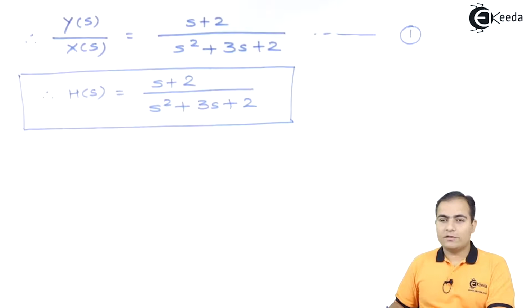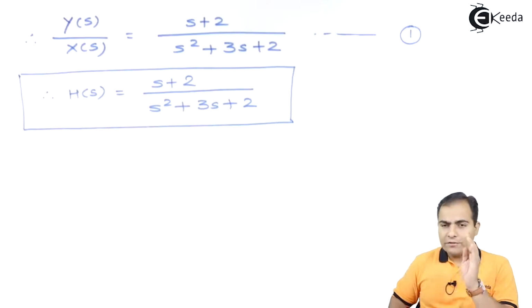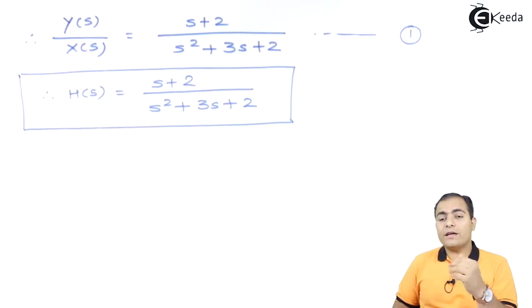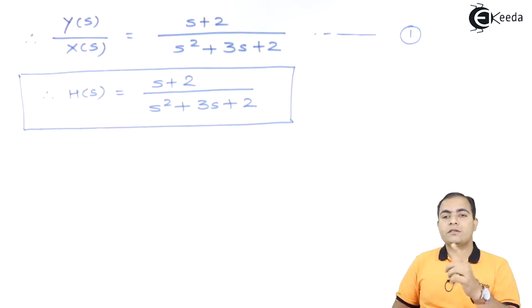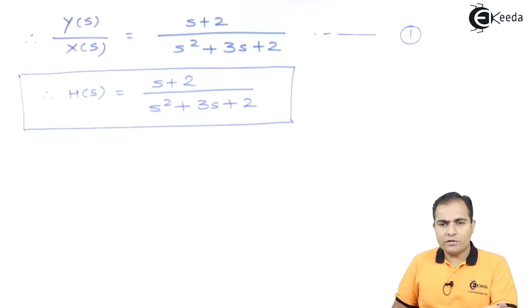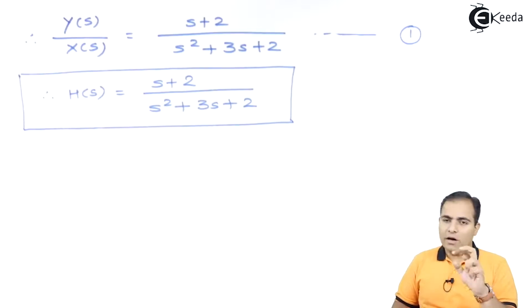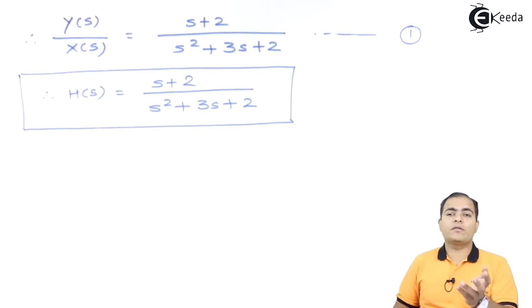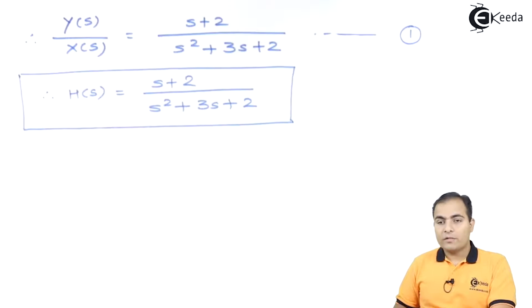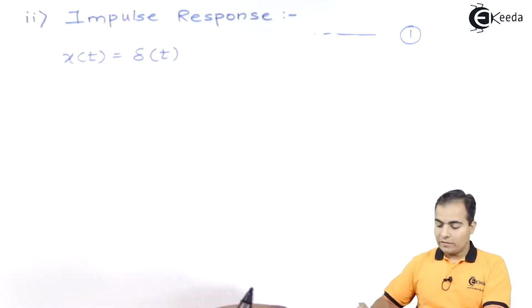What do you mean by impulse response? Impulse response means, first of all, you have to substitute x(t) as delta(t). If your input is an impulse function, then of course your output is the impulse response. If your input is a step, then output is always a step response. Similarly, if your input is a ramp, then output is always a ramp response. Which means, first of all, you have to substitute x(t) as delta(t) to find out the impulse response. So I'm going to find out the calculation or the solution of part 2, the impulse response.